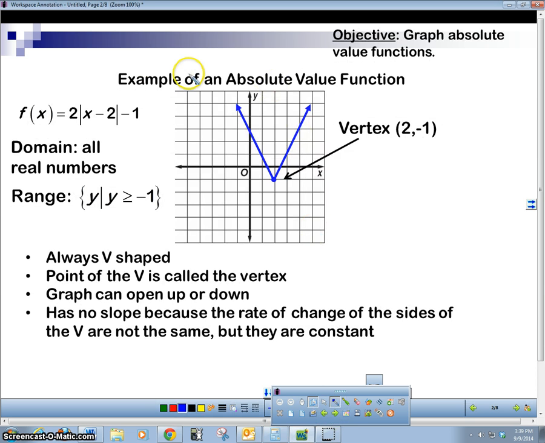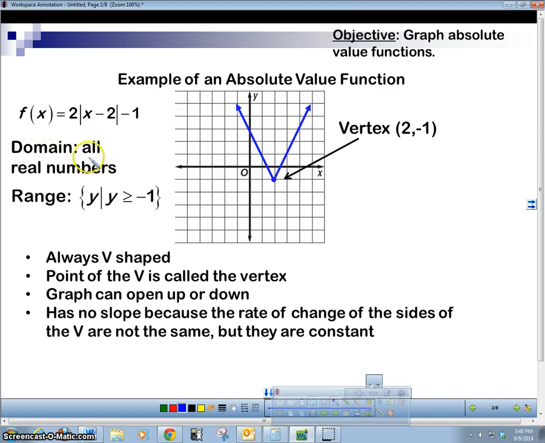Alright, so the first thing is, let me give you an example of an absolute value function. An absolute value, remember, is basically the distance from 0 something is. So we've got a function 2 times the absolute value of x minus 2, minus 1. We've got a domain. Remember, a domain is all the x values and a range is all the y values.